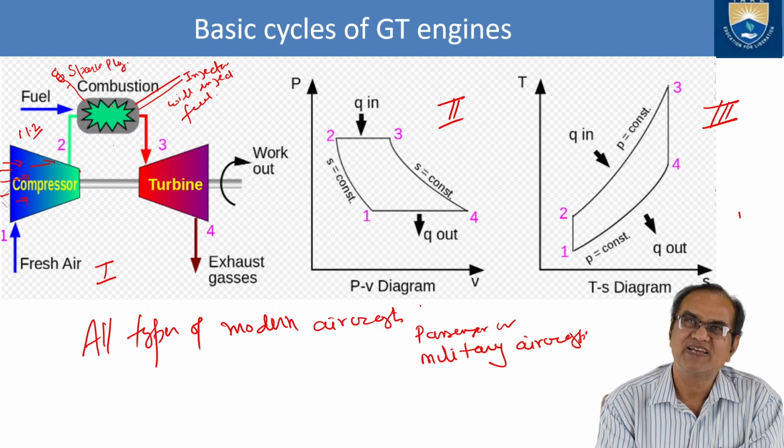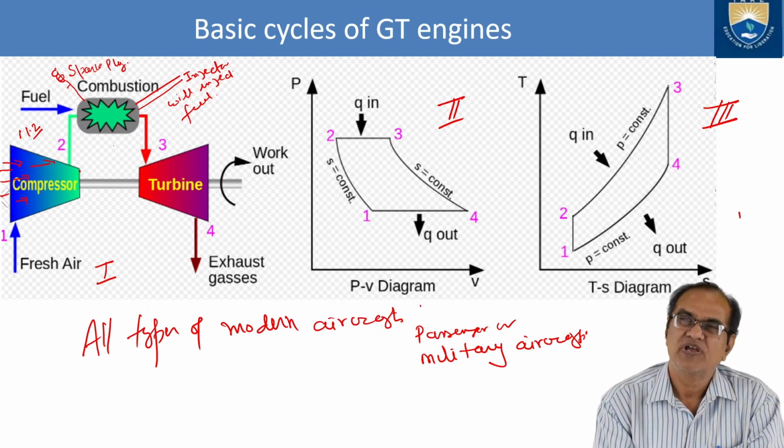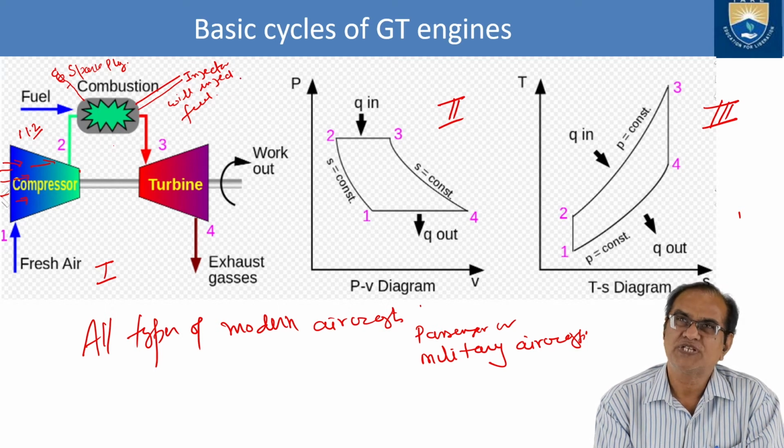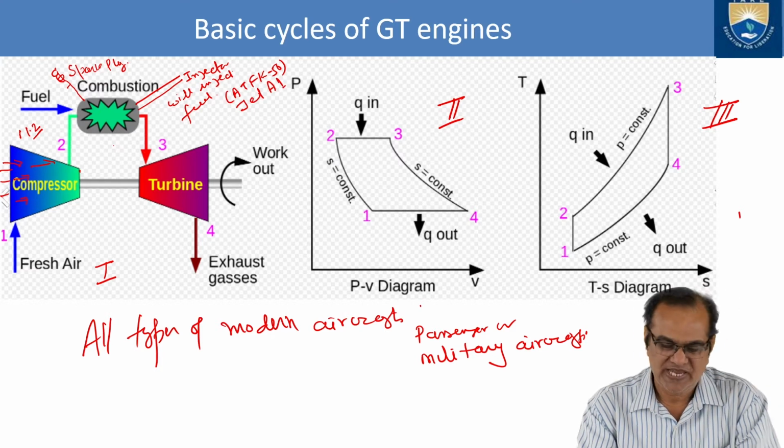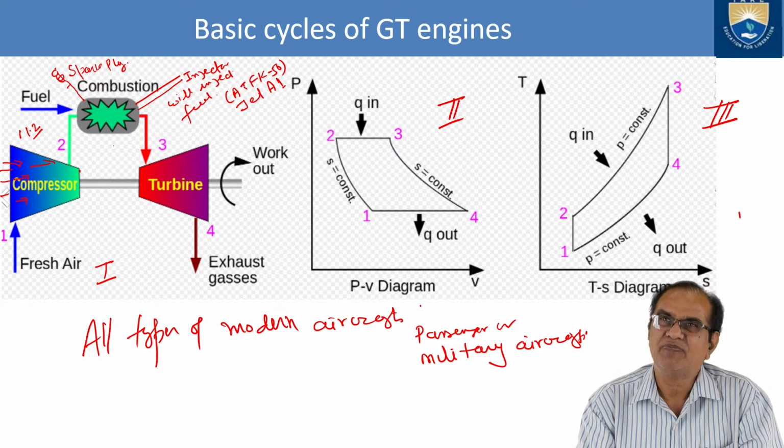It will give the spark, and your fuel. Mostly we use ATFK in turbine engines, ATFK 50, Jet A1. This is the name of the fuel which we normally use. ATFK is what? It is Aircraft Turbine Fuel Kerosene minus 50.